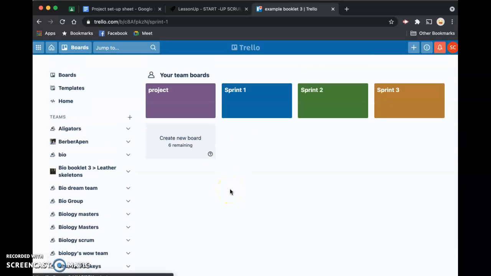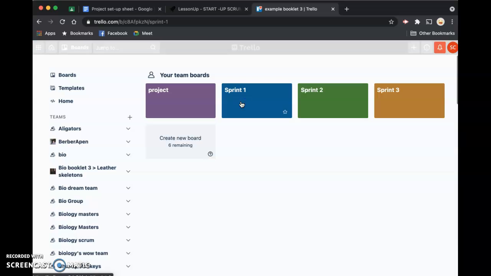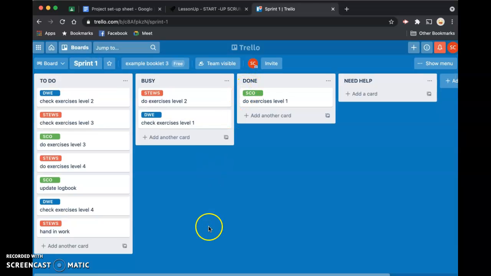Now, I hope that Trello responds and that it opens the board. So I've created a board with the other biology teachers. And you can see here that for every card that I need to do something, I've also created a card that I need to check it. Now I have the headers to do, busy, done, and need help. So I'm finished with the exercises of level 1.